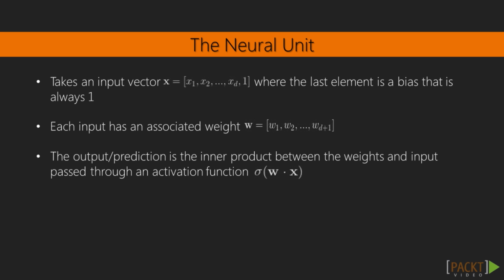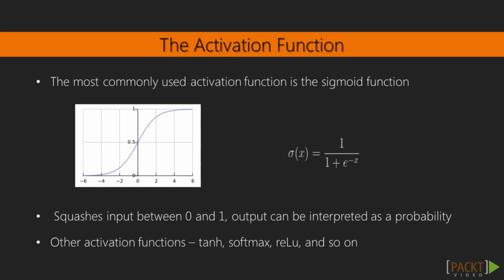The neural unit is the simplest possible neural network model. The neural unit contains a weight vector W, and it takes an input vector x of the same size. The neural unit simply computes the inner product between the weight vector and the input vector. Then it takes the scalar result and passes it through an activation function.